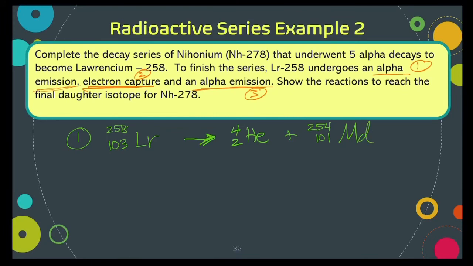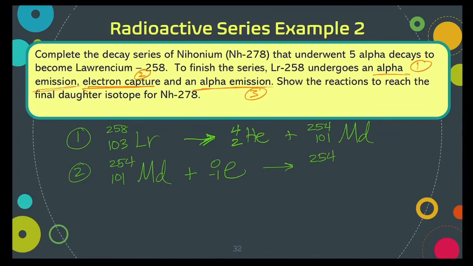So we are on our second reaction now. Our second nuclear equation starts with the daughter isotope from the first reaction. So mendelevium 254, atomic number 101. It's going to undergo an electron capture. This is our second equation. So remember, an electron capture is when an electron is consumed by the nucleus. So the electron will appear before the arrow. So the mass of an electron is 0. The charge of an electron is -1. On the product side, for our daughter nuclide, we'll still have the same mass at the top.